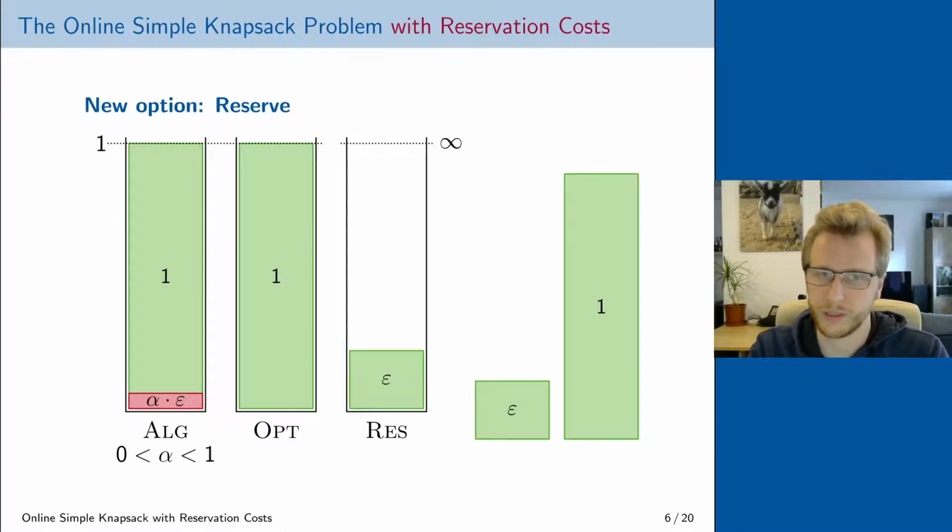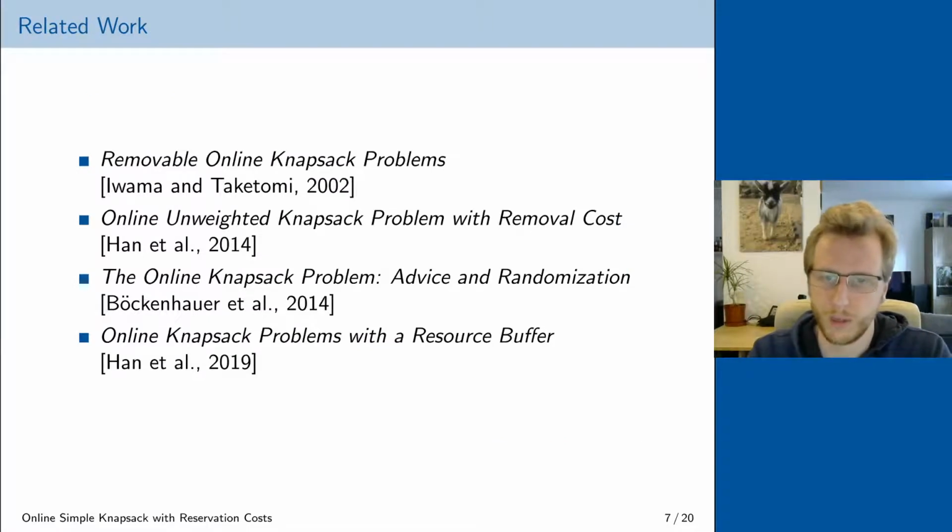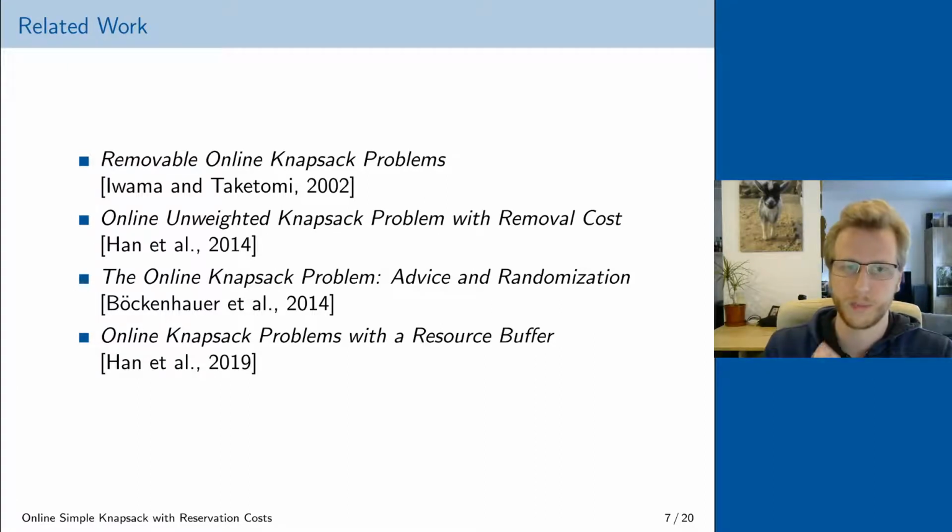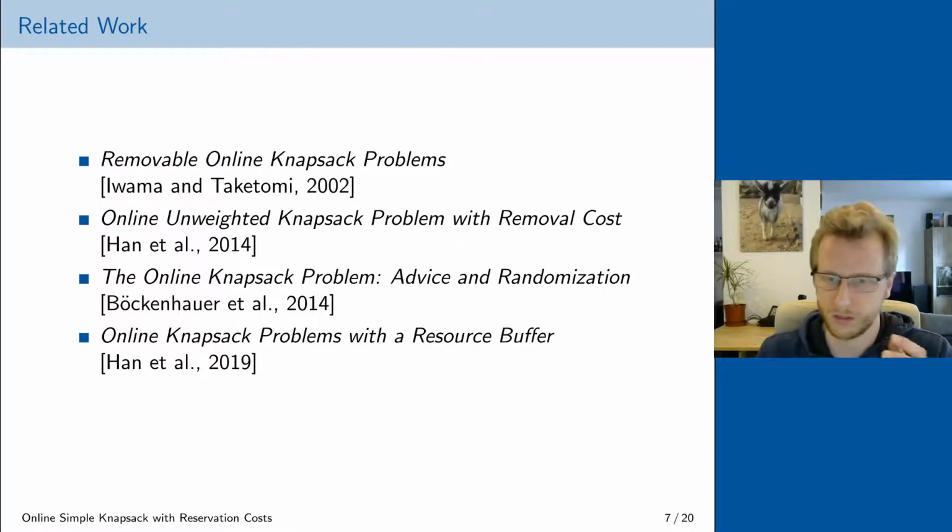So before we go into our results, I want to quickly go over the related work for this problem. This is just a selection of papers which, in our opinion, fit best to what we are doing. This is by no means a complete collection. And it starts with the paper Removable Online Knapsack Problems by Iwama and Taketomi from 2002. And they looked at a model where they have a knapsack and they are able to remove items while being presented new items. Of course, they are not able to return these removed items into the knapsack at a later point. This was extended by Han et al. in 2014 in the paper Online Unweighted Knapsack Problem with Removal Cost, in which the authors looked at the scenario where you have to pay for removing items from the knapsack, which was previously free in the 2002 paper.